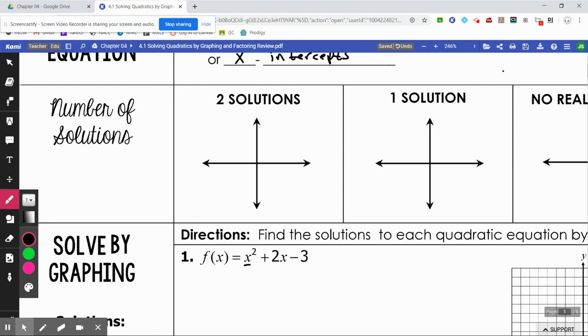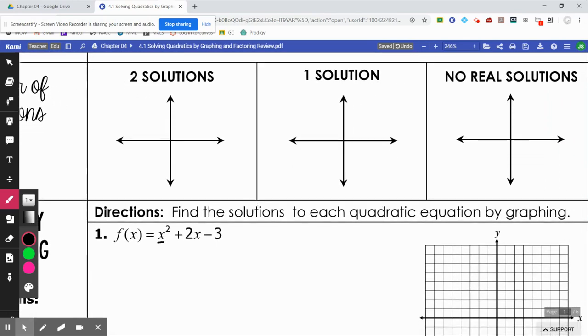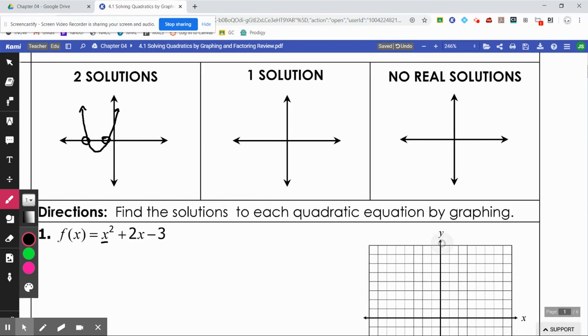The number of solutions that we have, since we're dealing with quadratic equations, we know their graphs look like parabolas. We could possibly have two solutions, which means your parabola crosses the x-axis at two different places. We could possibly have a single solution, which means your parabola comes down and simply touches, or another name for that is tangent to, the x-axis at just one place. Or sometimes it might not touch it at all, and we might not have any real solutions at all.